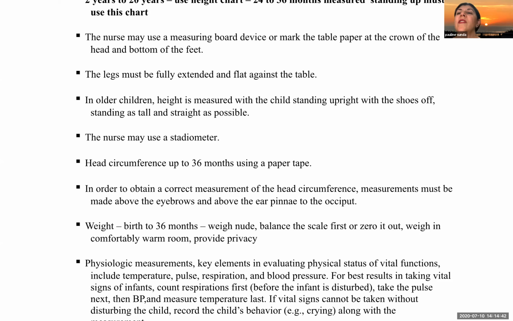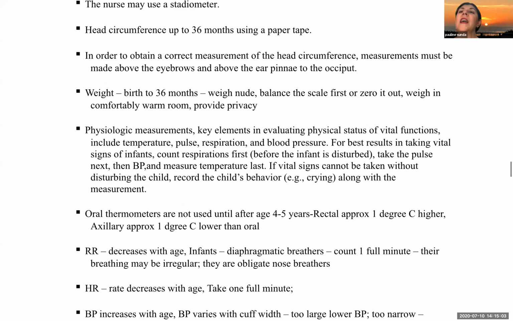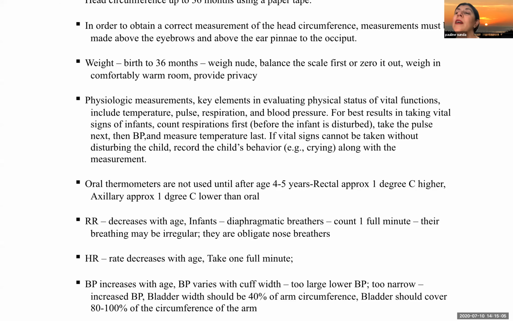In older children, the height is measured with a child standing upright with the shoes off, and you want them standing tall, and their head should be against the wall, and their head should be looking straight. The nurse may also use a stadiometer. Head circumference is checked up to 36 months of age using a paper tape. In order to obtain correct measurements of the head circumference, the measurements must be made above the eyebrows, above the ear pinna, to the occiput.